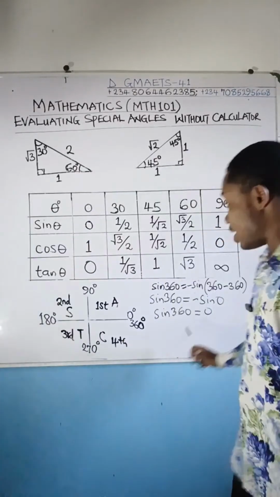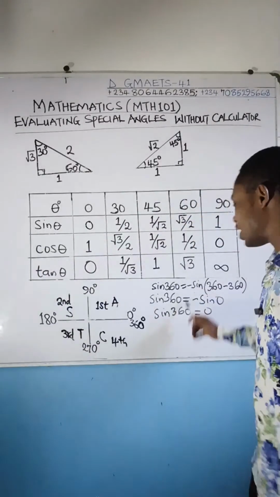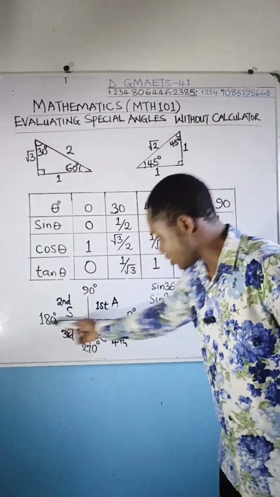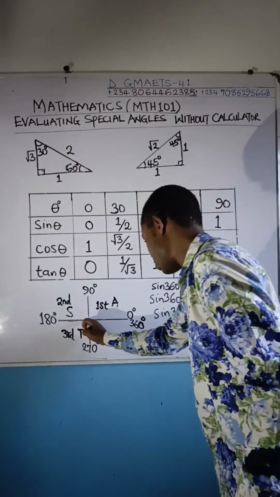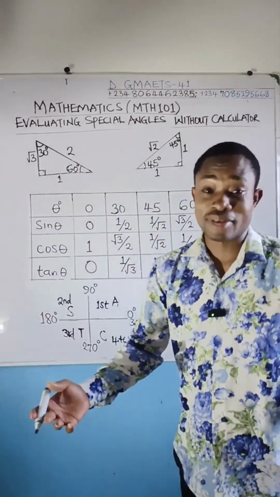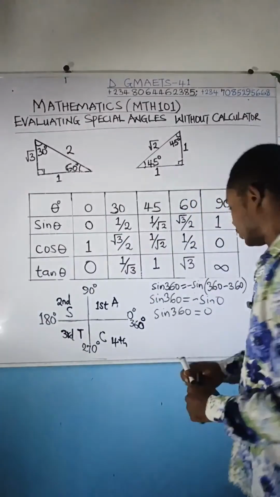And this makes sense because 360 is on the horizontal. I didn't even need to evaluate it. Sine does not exist on the horizontal axis, so it's meant to be 0 without evaluating anything.